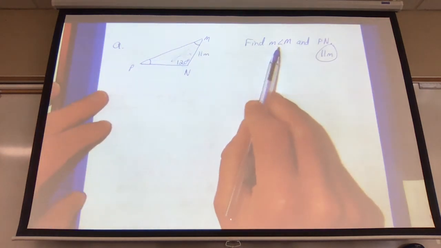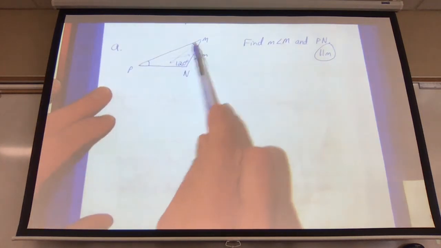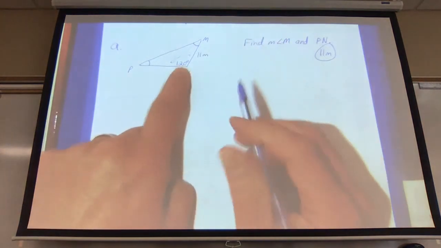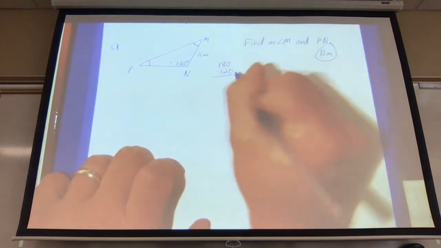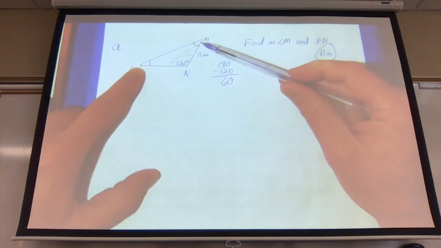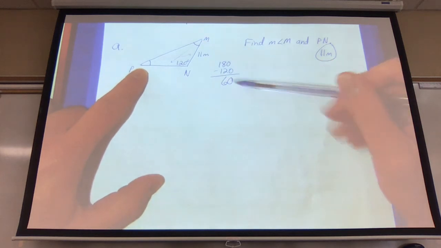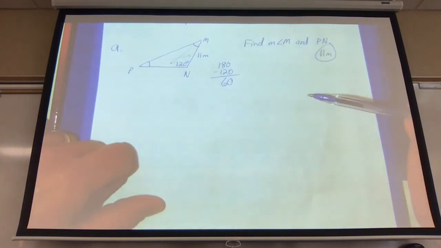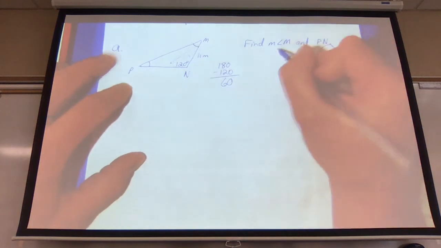The other one we need to find is the measure of angle M. And this goes back to what we just talked about. If you add up all three angles in a triangle, you get 180. I know one of the angles is 120. So let's take 180 minus 120. That's going to leave us with 60 degrees for the other two angles. And those other two angles are the exact same thing. If those two angles are the same and they add up to 60, what does each angle have to be? 30. So angle M that they want here would be 30 degrees.